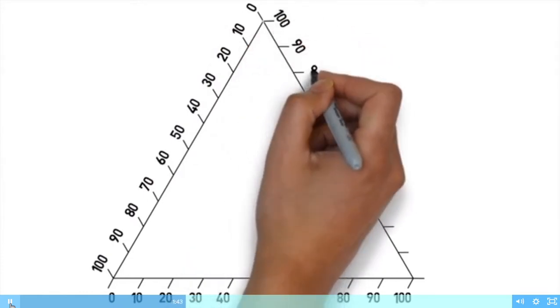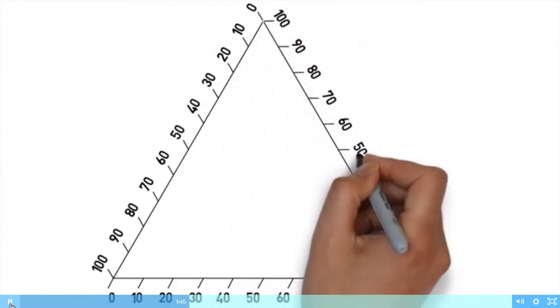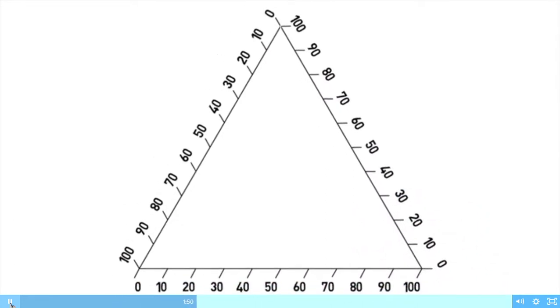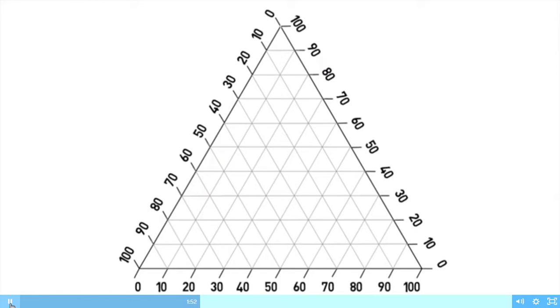Make sure that at each corner you have a 0% across from a 100%. Rule lines and carefully join points across the triangle that add to 100%. This will provide a grid on which to plot your data.